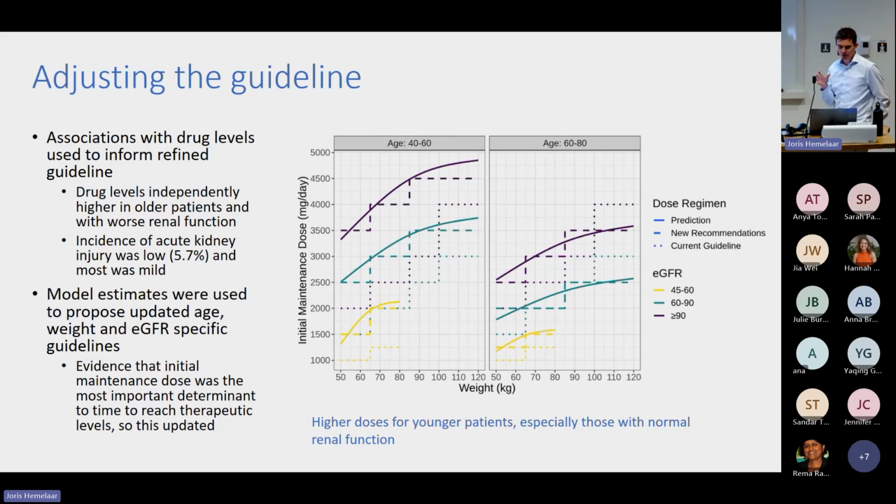So previously, the guideline just looked at weight and it looked at renal function. It didn't consider age. So what we did was to propose an update to the guideline that basically said in younger patients, give a lot more antibiotics. So you can see in the dotted lines for each level of renal function and for a particular weight, what was recommended, and then the model estimate in the solid line, and then the new recommended dosing in the dashed line. And the concern about giving too much vancomycin is renal toxicity, but we saw that with existing practice, the incidence of acute kidney injury was low, and most of it was mild.